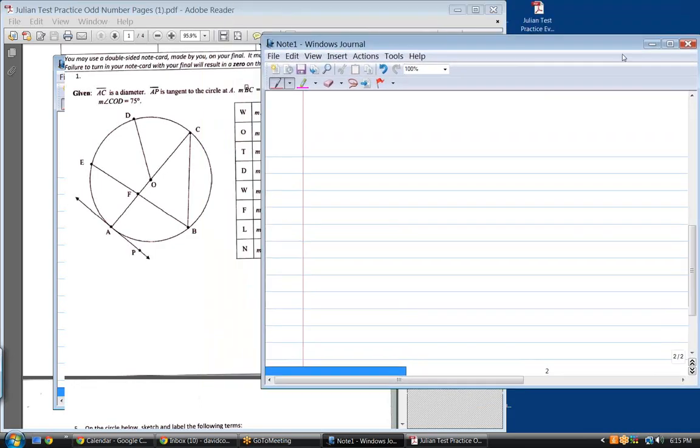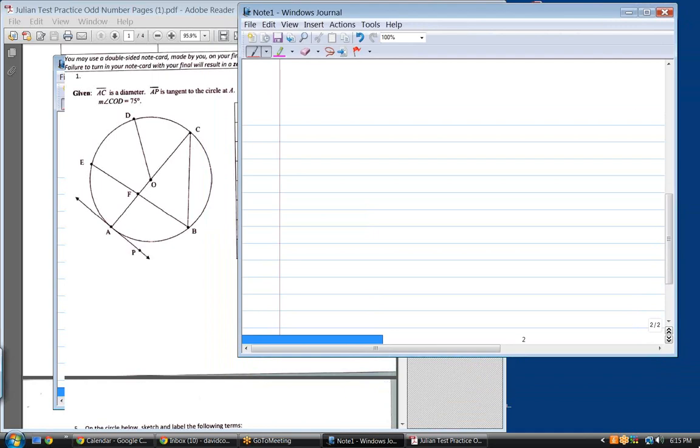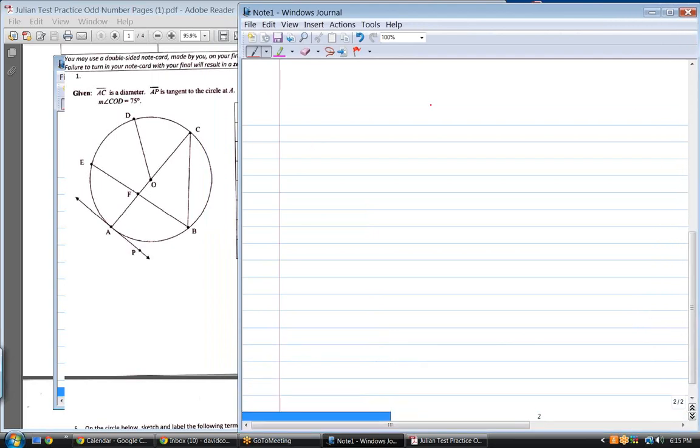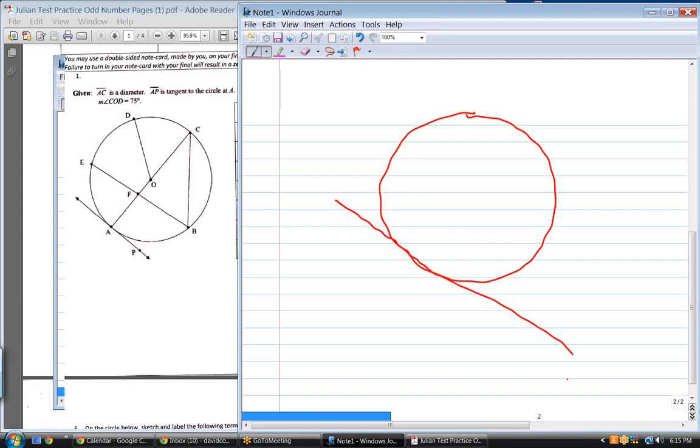Okay. Hold on. Let me figure out the best thing to do. All right. Let's draw the circle. There's that tangent line. It's the diameter.